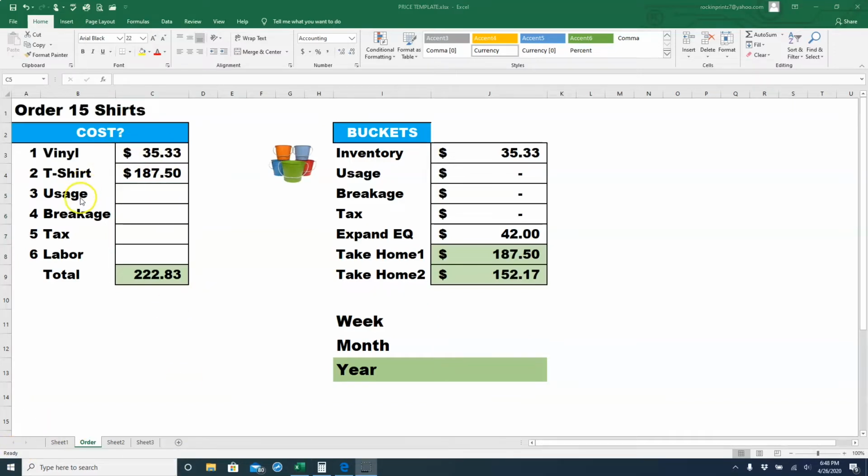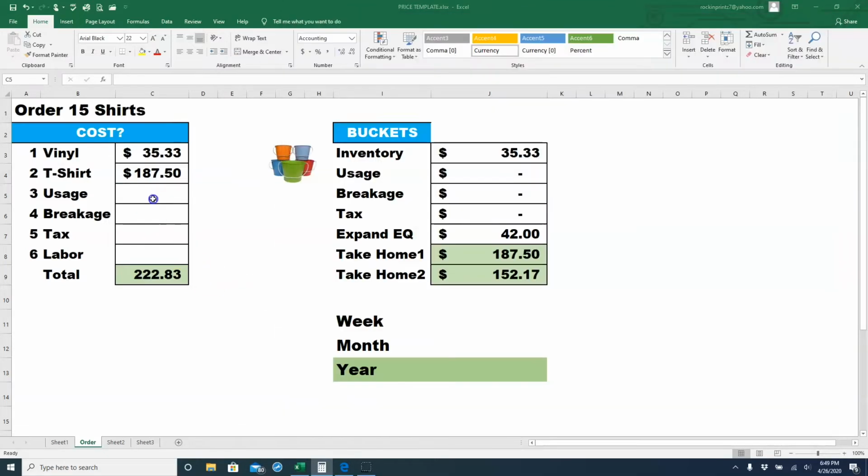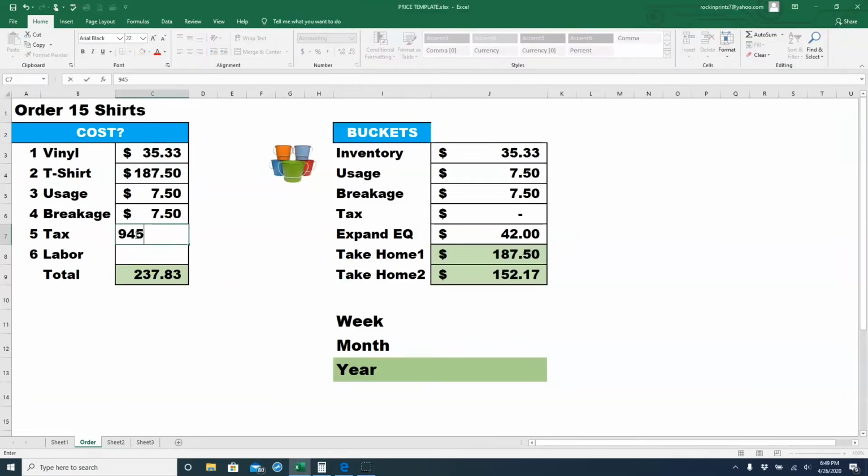Okay, and then we're going to take our usage. So our usage was 50 cents, so we're just going to multiply that by 0.5 times 15. That's going to give us $7.50, and that'll be the same for breakage. And then tax was 63 cents, so we're just going to do 0.63 times 15. That's going to be $9.45. And we're just going to ignore this right now. This is just the formula.